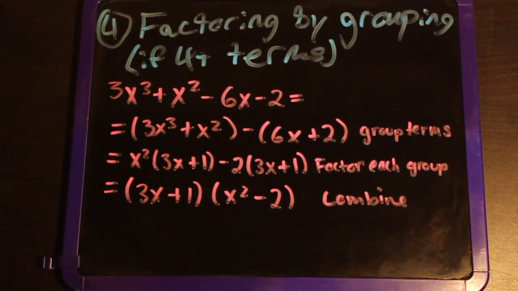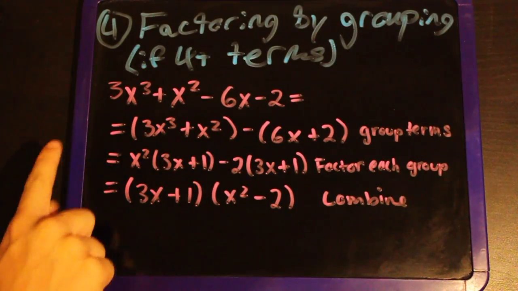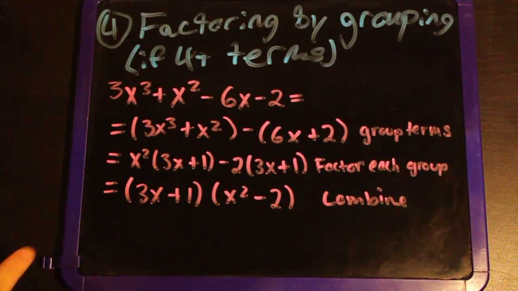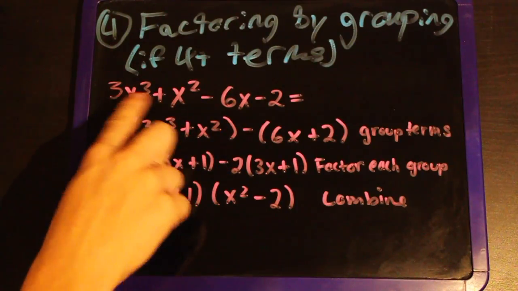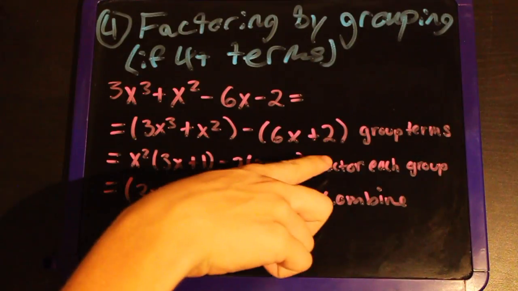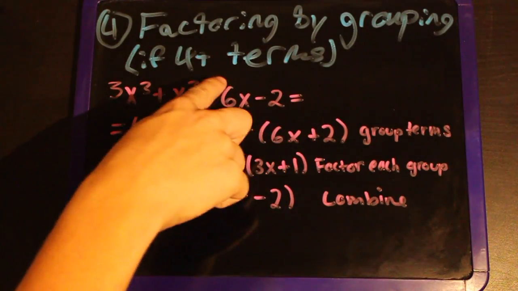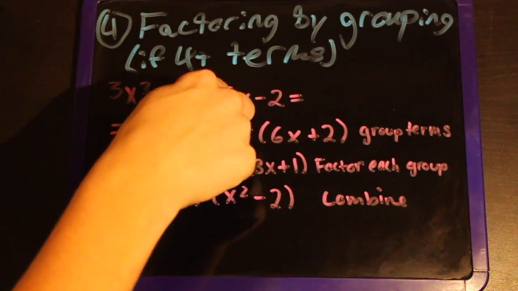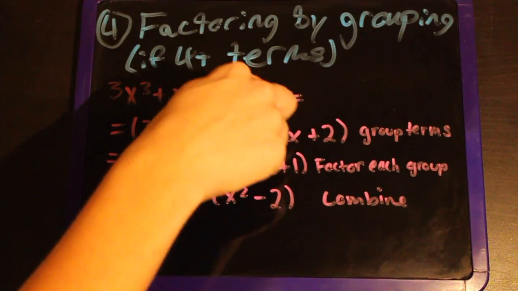Alright, so for our fourth objective, we're going to be factoring by grouping, and that's if we have 4 or more terms in our polynomial. So basically what we're going to start by doing is breaking up our polynomial into two separate groups. So here we'll be putting 3x cubed plus x squared in a group, minus 6x squared plus 2, because we're basically just pulling the parenthesis away from that, and that'll turn into a positive.